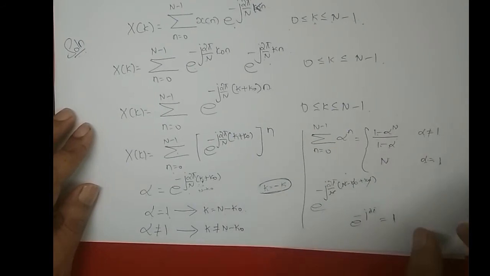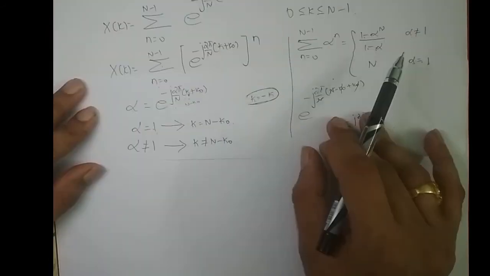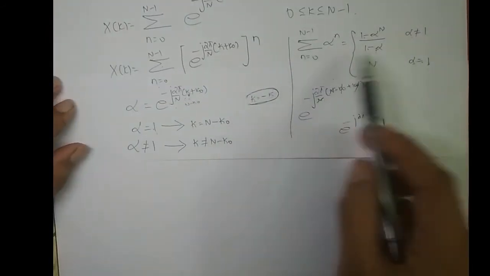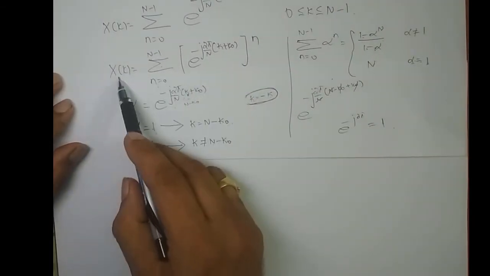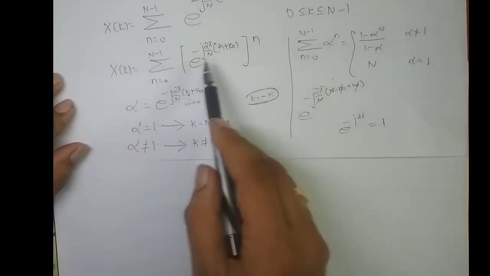I hope this is fine. So let me continue with this. Okay, let me apply this result in the next step. So what do we have? X of k is equal to what? Summation n varying from 0 to N minus 1 alpha power n, right?